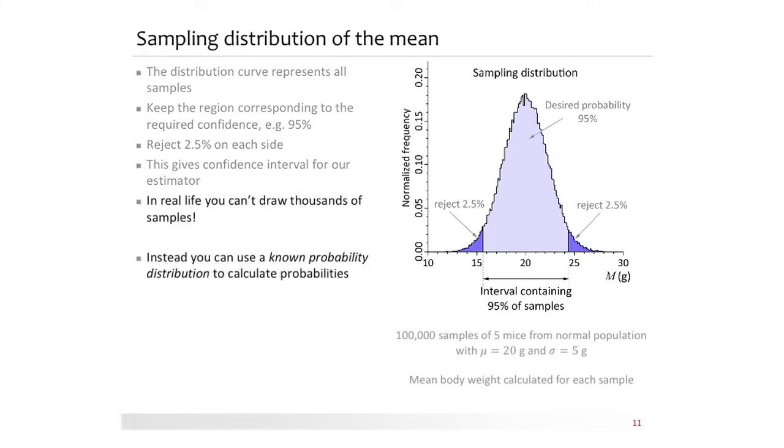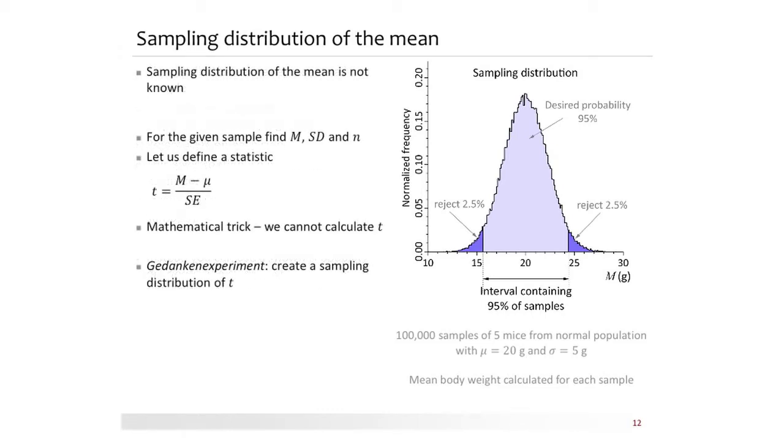Okay? Obviously, you can't do this in reality. You can't have an experiment with 500,000 mice. No ethics committee would agree to this. Not to mention all the local cats trying to get to your lab. So instead of using this unknown distribution, you can do some mathematical tricks and convert it into something known, a known probability distribution, and then you can calculate your probabilities or intervals, okay?